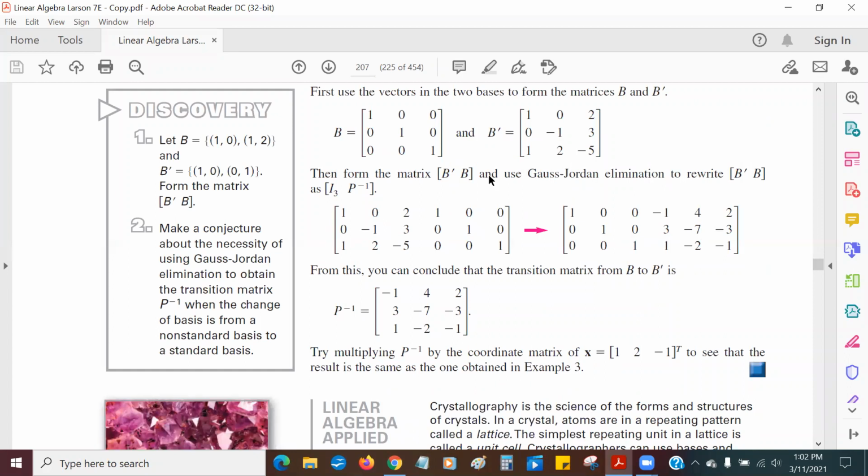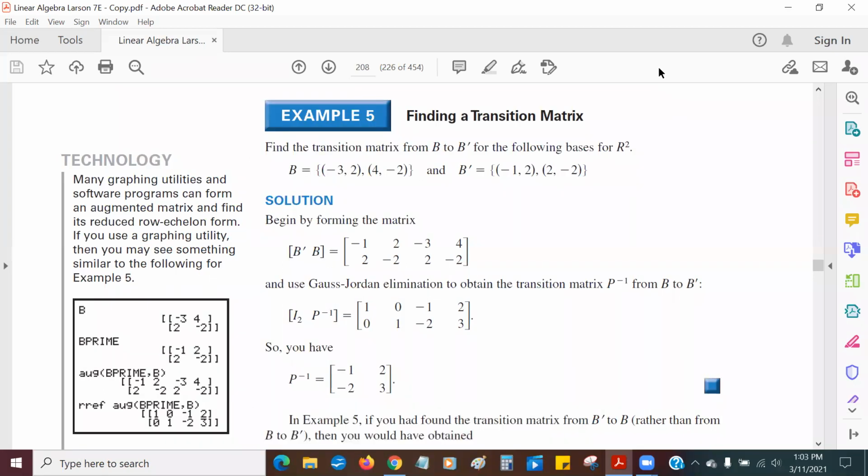Yay for us. In the last problem, we found the transition matrix from one basis to another basis, but one of those bases was the standard basis. Here we have example 5. We're going from one basis to another basis, but neither basis is the standard basis. B is -3, 2, and 4, -2. And B prime is -1, 2, and 2, -2. It's easy to see that both of these are linearly independent.